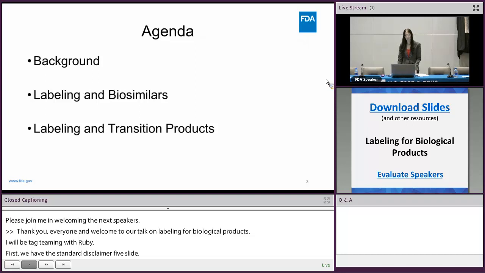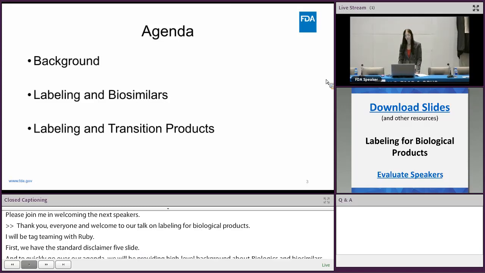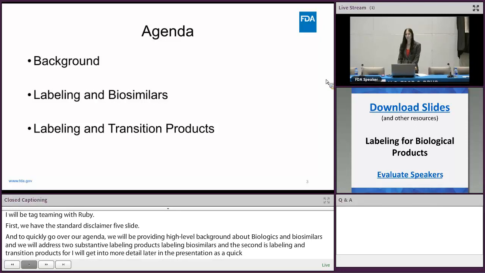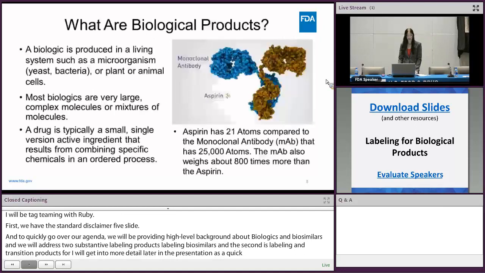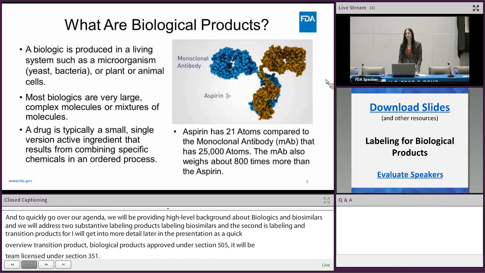I'll get into a little more detail about what we mean by transition products later in the presentation, but as a quick overview, by transition products, we're referring to biological products that were approved under Section 505 of the FD&C Act that on March 23rd, 2020 will be deemed licensed under Section 351 of the Public Health Service Act.